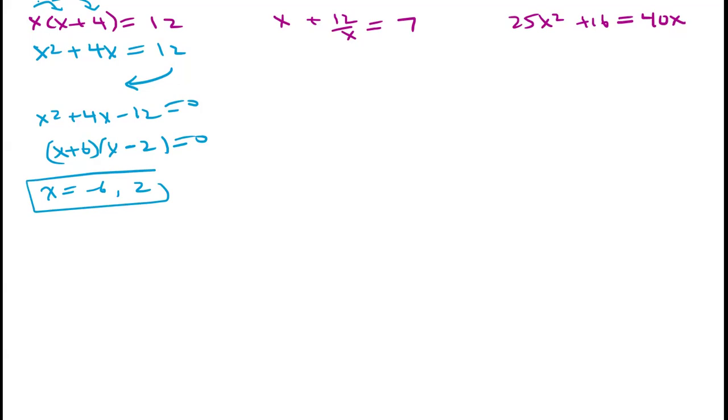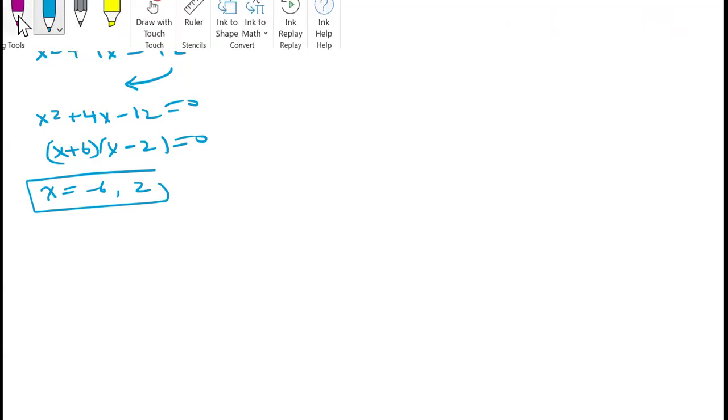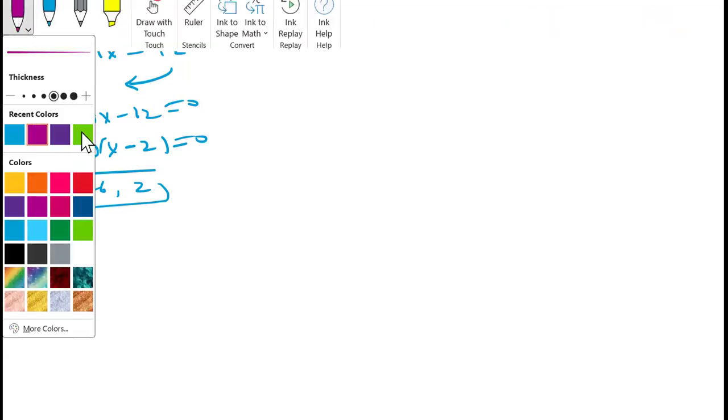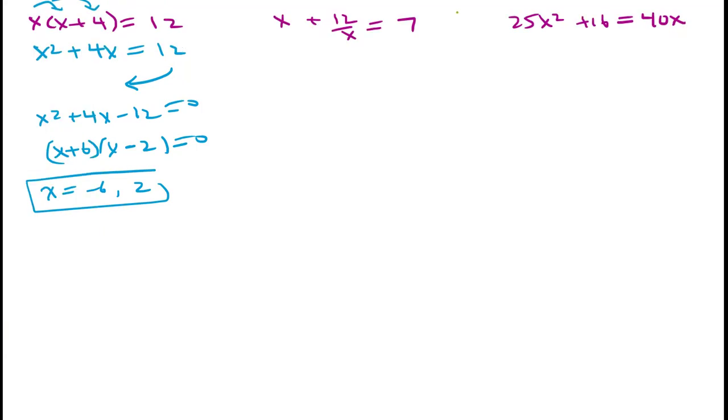All right, for the second one, we've done this before. That's basically one of the first things we did. This is dealing with the LCD, correct? We have a denominator, so we need to get rid of that denominator to solve this. Our LCD is x, so I'm going to multiply each one of these terms by x. So we'll get x squared plus, this x will cancel, we'll have 12 left over, and then we have 7x.